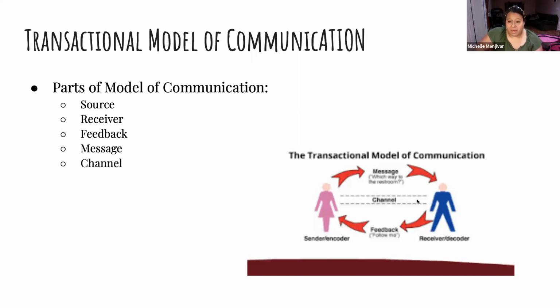The channel in this model is basically the medium through which we send the message.